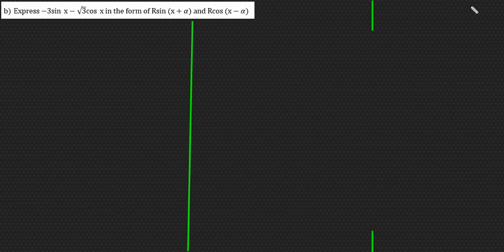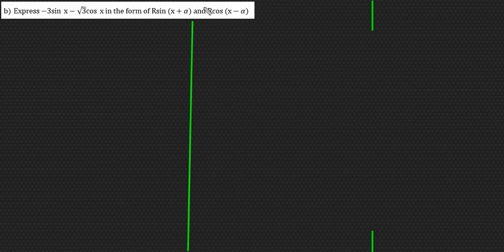Hello. Now let us look at the second part B of our question. We are still expressing a trigonometric expression into a single trigonometric ratio. So now here we have negative 3 sine x minus root 3 cos x. Now we have been told to express it in the form of r sine and r cos. Here I have x plus alpha, here I have x minus alpha.